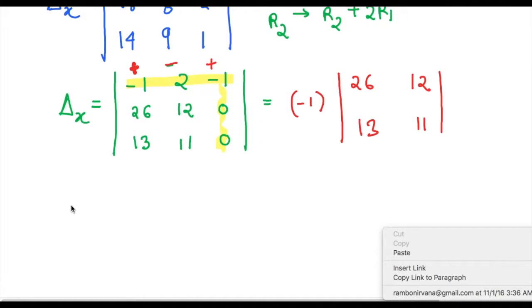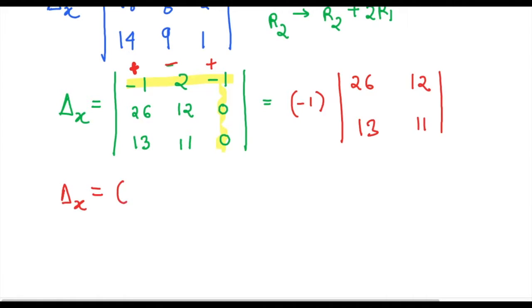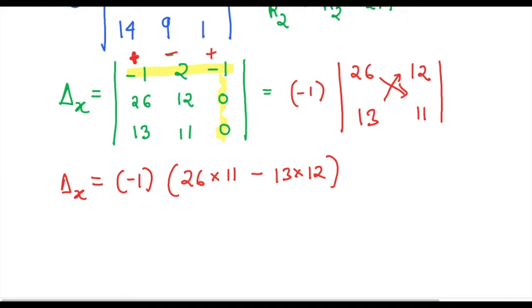So the value of del x will be minus 1 times, just multiply them and subtract them: 26 into 11 minus 13 into 12. Now to solve it simply, you can take 13 common. For 26 you can write 2 into 13. So you can take 13 common.